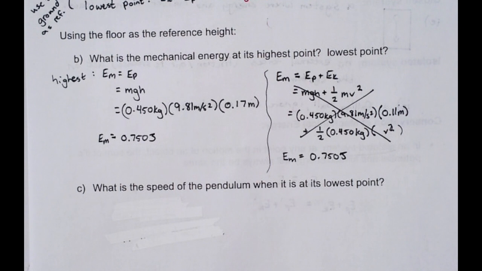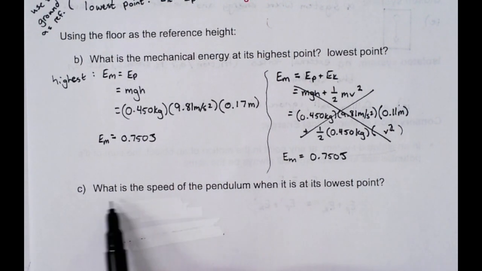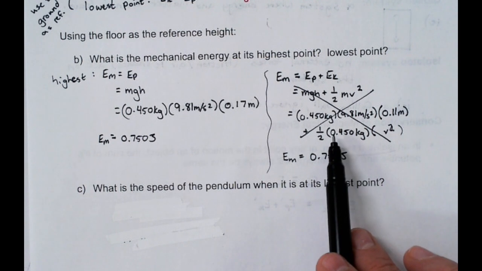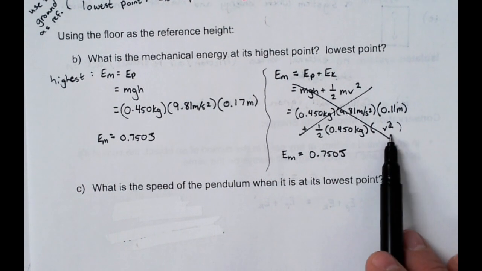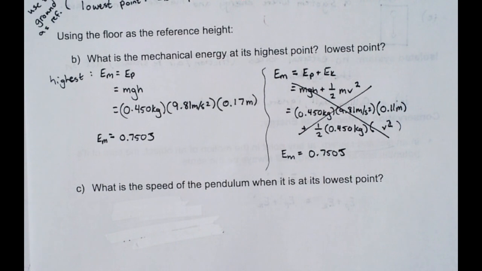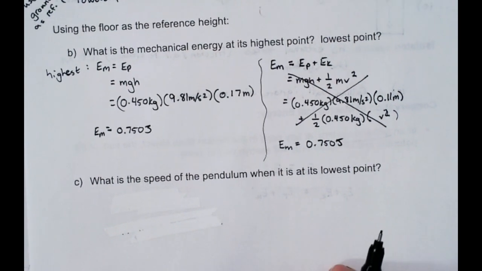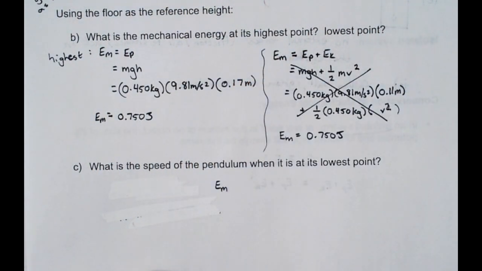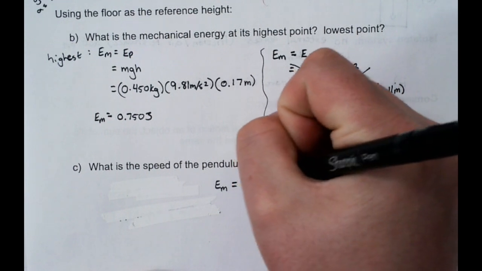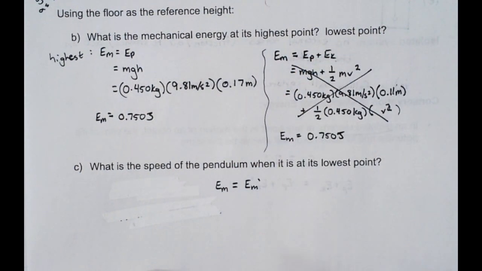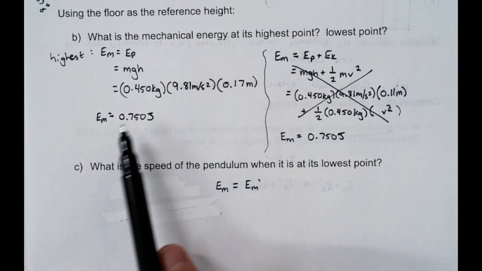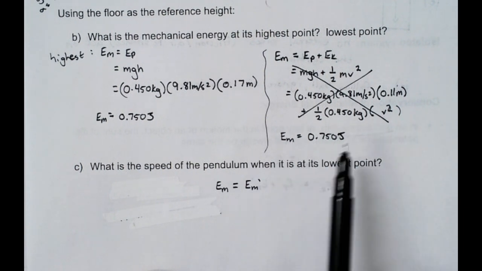Alright, so we want to determine what is the speed of the pendulum when it is at its lowest point. That's what we were doing over here. We were figuring out at its lowest point what its mechanical energy was, but we didn't know the speed. Now we want to solve for the speed. We know that the mechanical energy at its highest point is going to be equal to its mechanical energy at its lowest point. We have our conservation of mechanical energy. What it's like at one point is equal to what it's like at a second point.